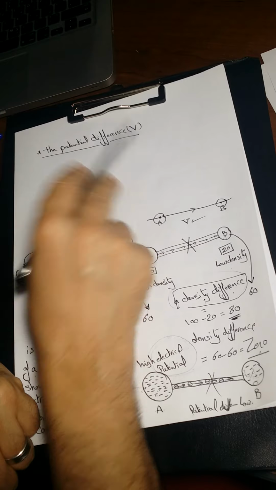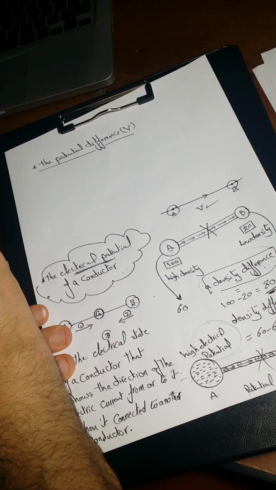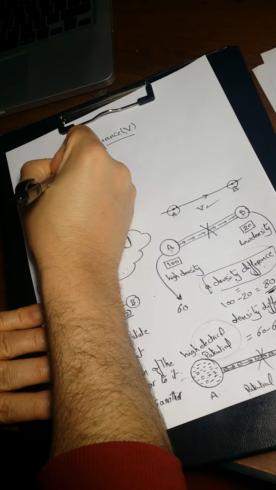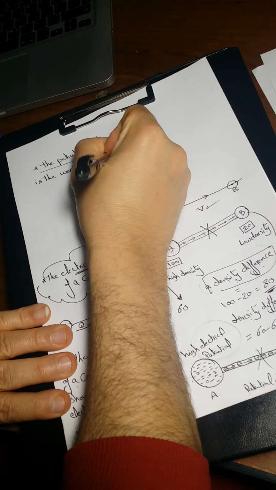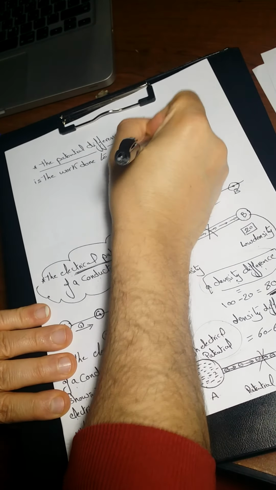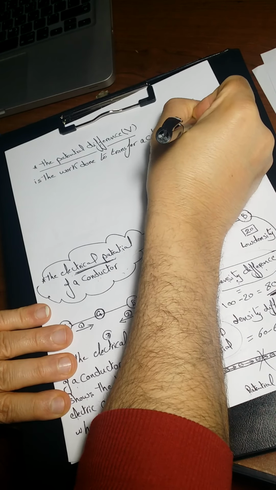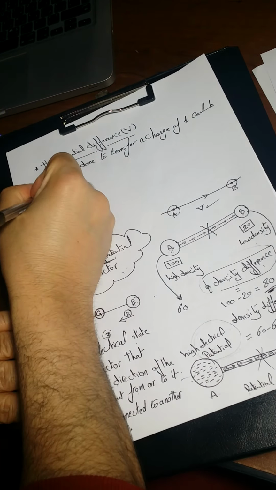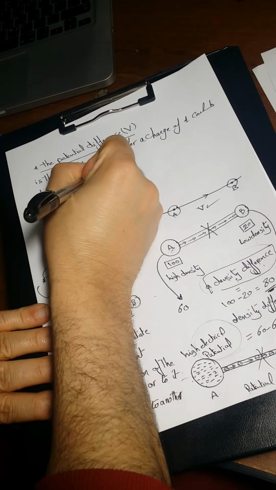What is meant by the potential difference? What is the meaning of the potential difference? The potential difference is the work done to transfer a charge of 1 coulomb between 2 points.